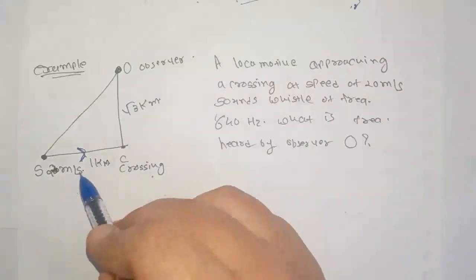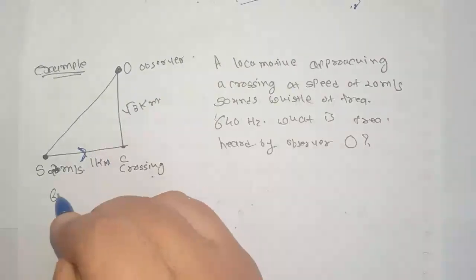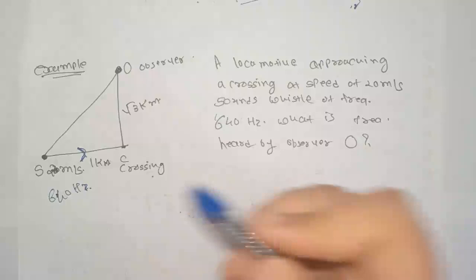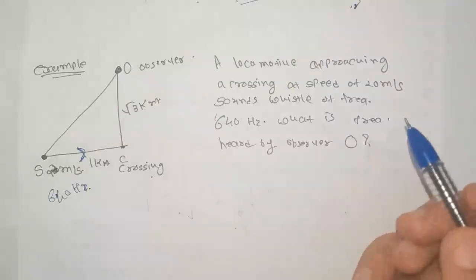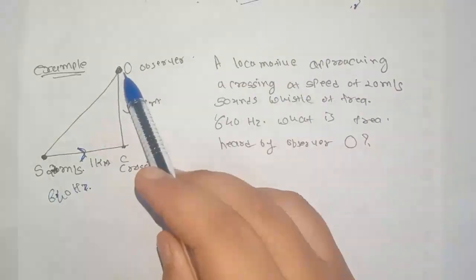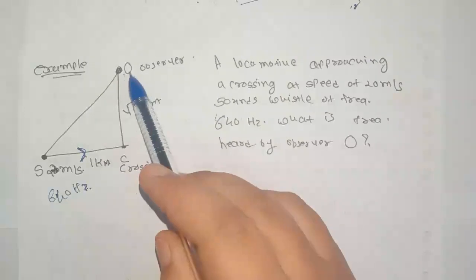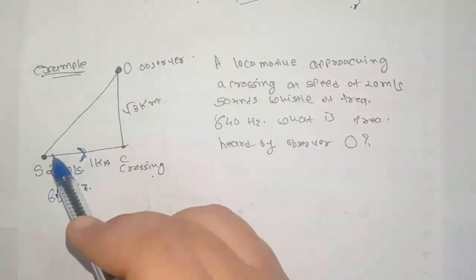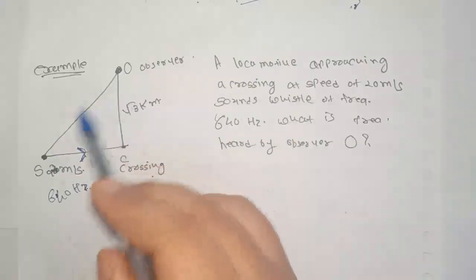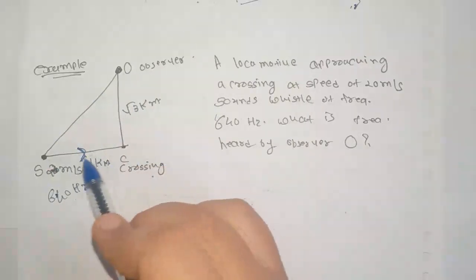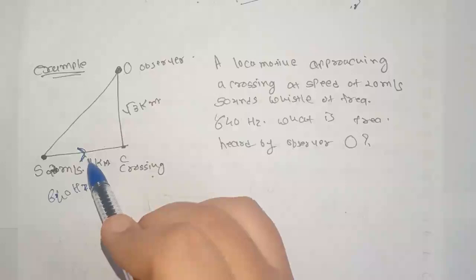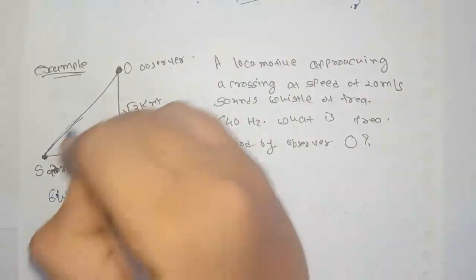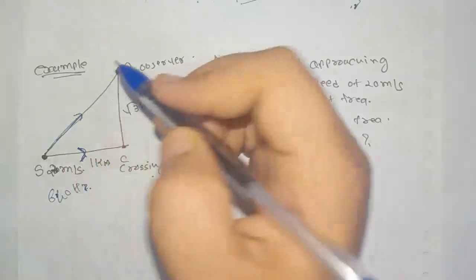It sounds a whistle of frequency 640 Hz. What is the frequency observed by the observer? Here, the source is not moving along the line joining source and observer. So we have to consider the component of velocity that is along the line joining source and observer.